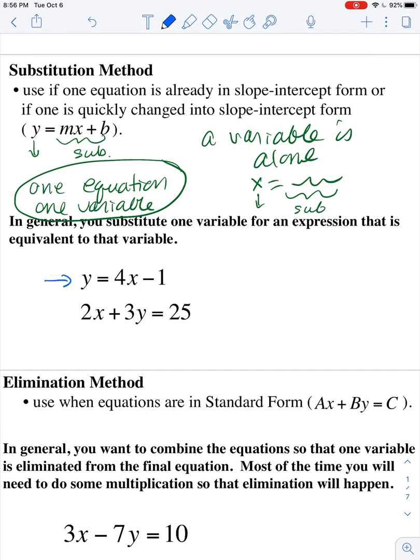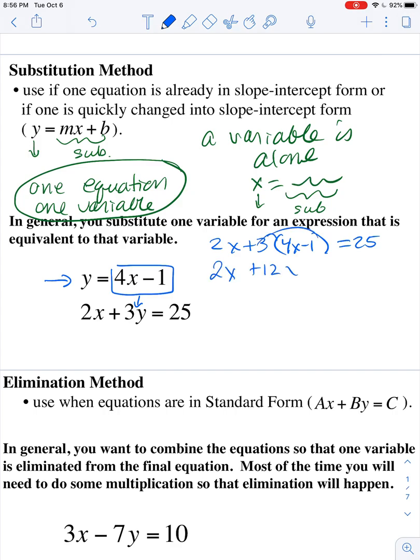So here is the one that's alone, y equals, and I'm going to be doing y equals 4x minus 1. And what I need to do then is substitute it in for the y in the other equation. So the other equation reads 2x plus 3, and then it's normally times y equals 25. But right now, I'm looking to plug in or substitute something in for the y. And that something is 4x minus 1. And now I've accomplished my goal. I have one equation with one variable.